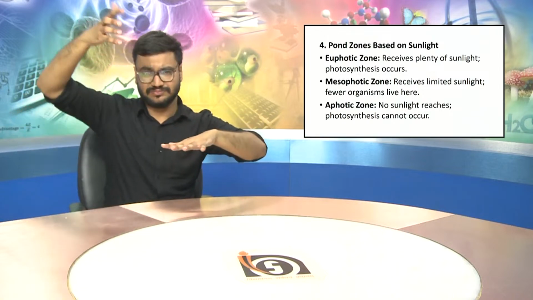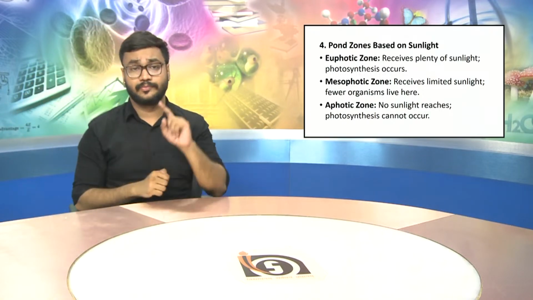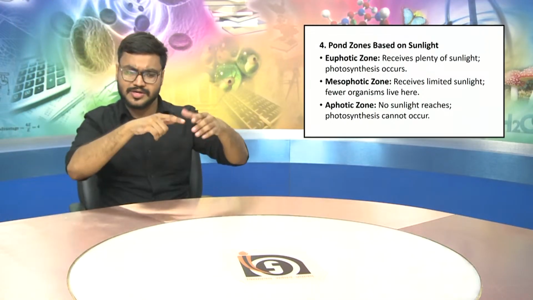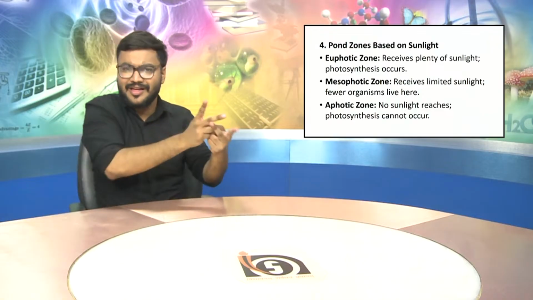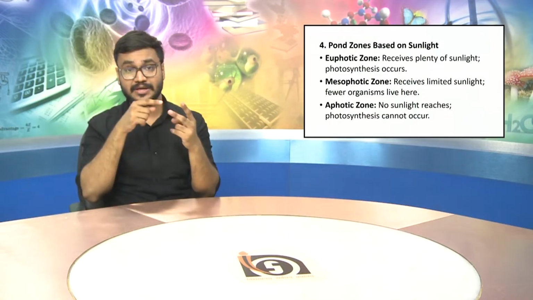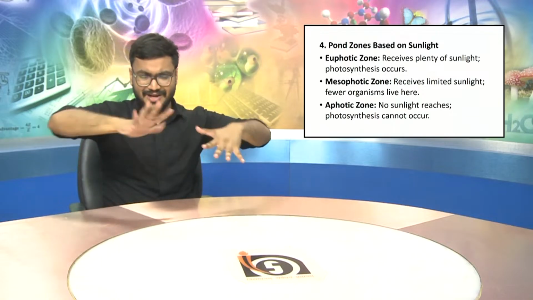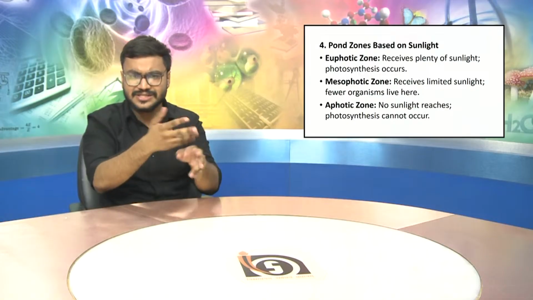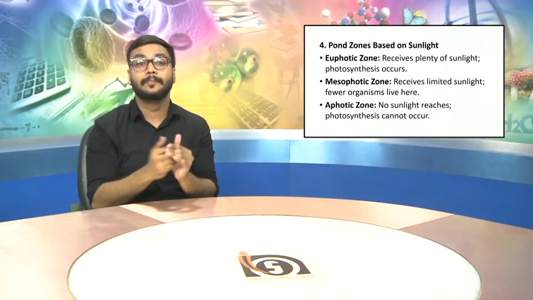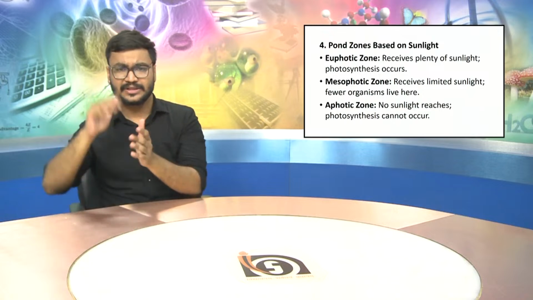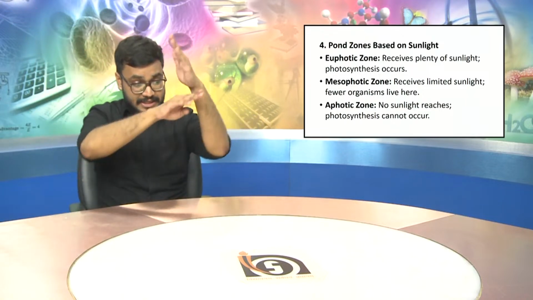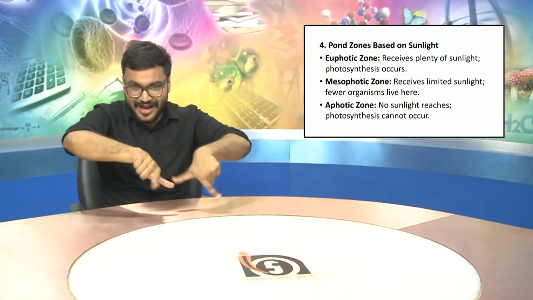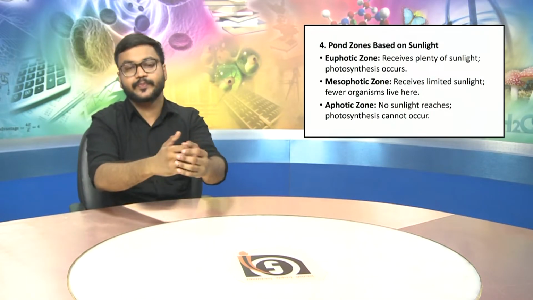And after that, we had seen the pond zones based on sunlight. It is divided into three. First is euphotic zone, which receives plenty of sunlight. Photosynthesis occurs. And second is mesophotic zone, which receives limited sunlight and fewer organisms live here. And at last, third is aphotic zone, where no sunlight reaches and photosynthesis cannot occur.